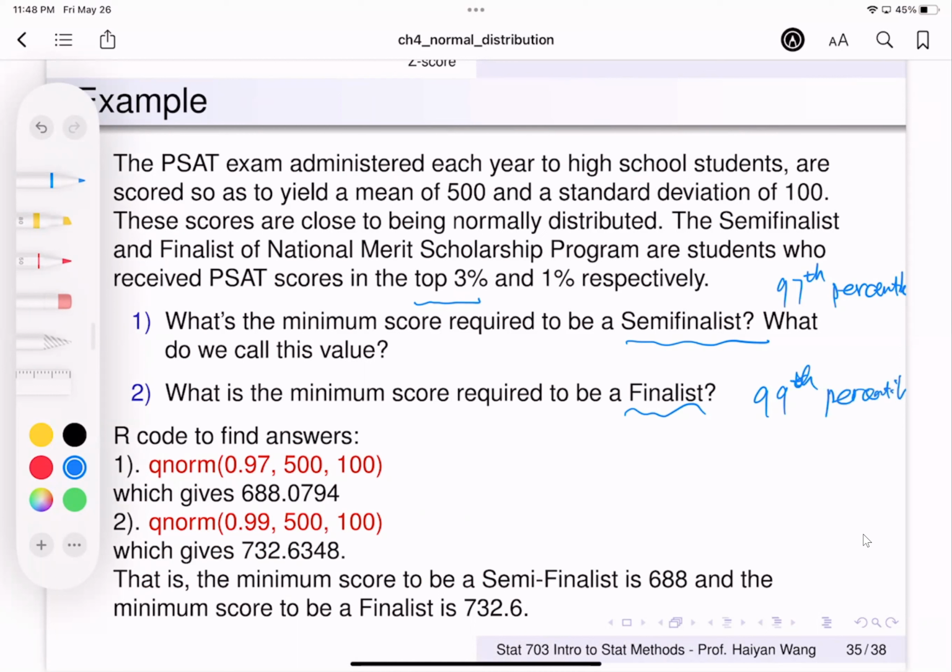We simply need to find the corresponding percentiles from the distribution. So for the 97th percentile, we use qnorm(0.97) with the mean and the standard deviation. And for the 99th percentile, we put 0.99 and the mean and standard deviation. So like 732.63, that's the cutoff to determine whether a score is in the finalist group or not.